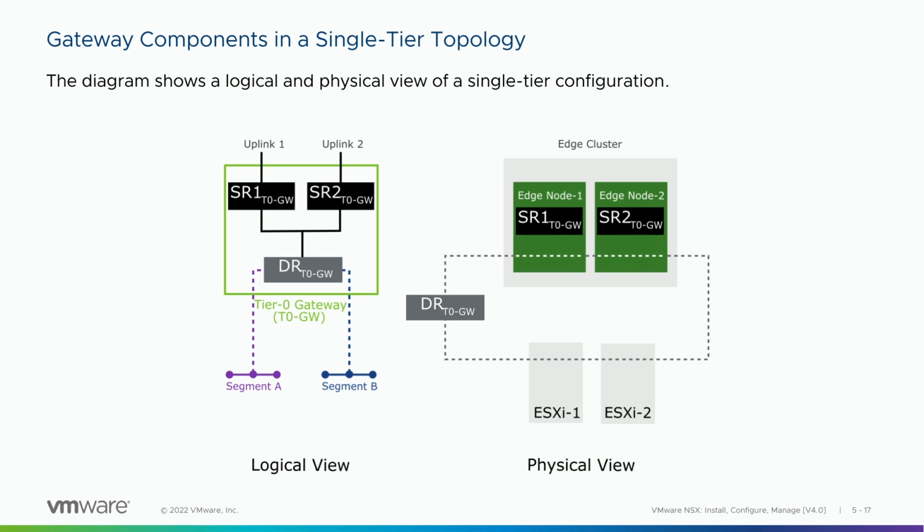So here I have a single tier routed topology. If we look at the logical view diagram on the left, I have a single tier 0 gateway that, due to the components I have in my infrastructure, has 2 service router components, which tells me I have 2 edge nodes, and I have an uplink on each edge node here. So I have service router 1 and service router 2. These are both part of my tier 0 gateway. And that tier 0 gateway is downlinked to 2 different overlay segments, segment A and segment B.